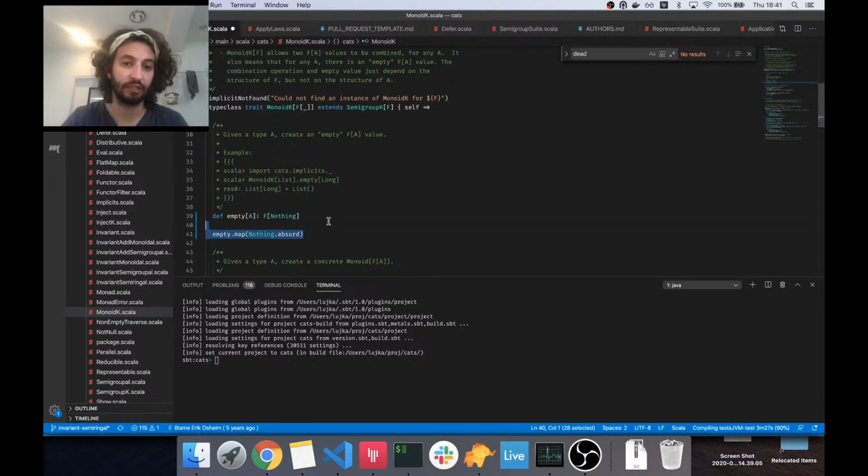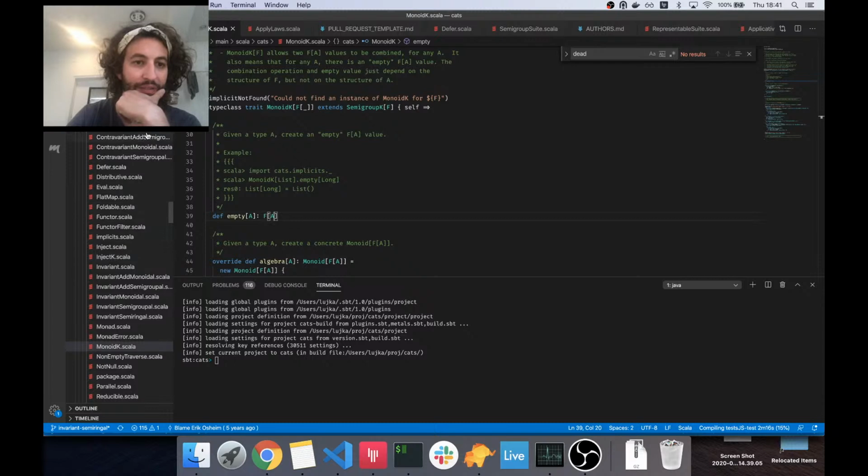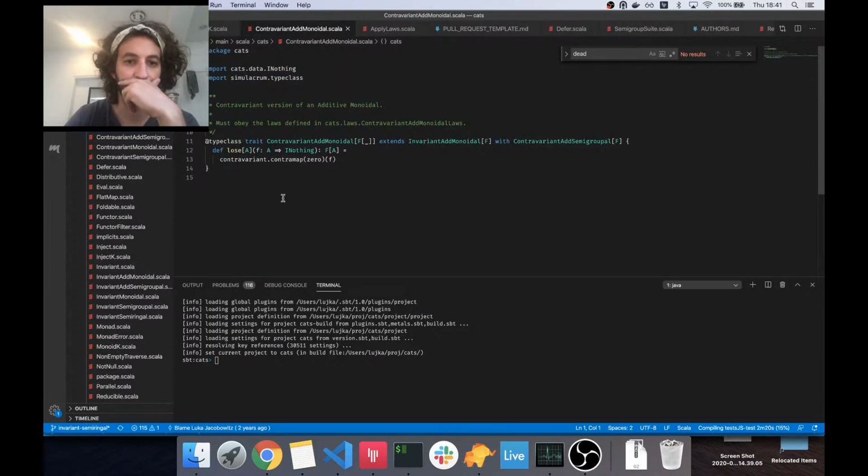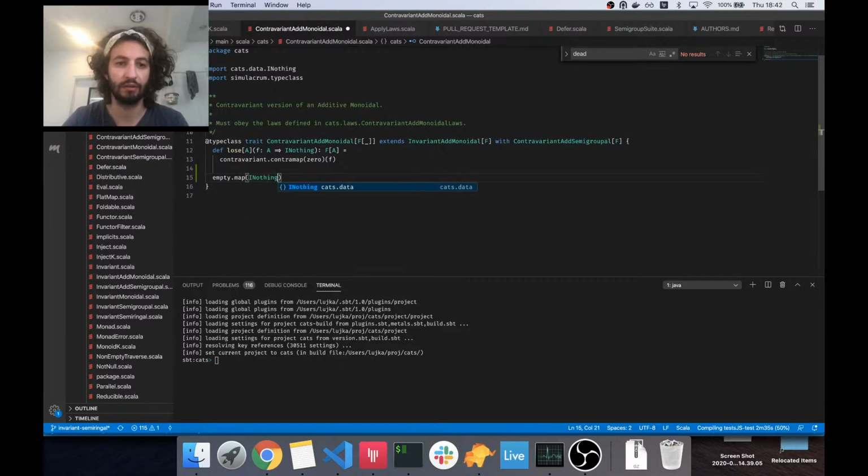But for the contravariant case, it's not as simple. So if we look at contravariant add monoidal, it basically goes the other way, right? With empty we gave it a function: we said empty.map f or nothing.absurd, which goes from nothing to A. But remember that contravariant basically means we flip the arrow, so we go from A to nothing, and that means that we have to have this weird thing instead of the nice thing we had before.